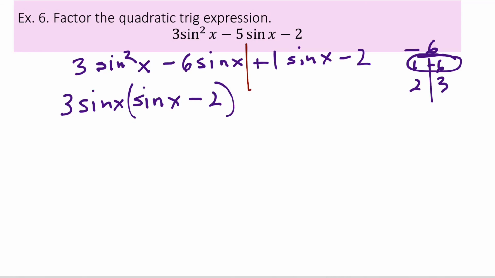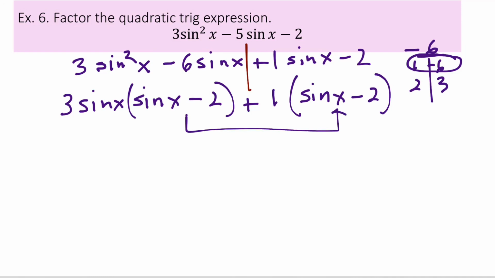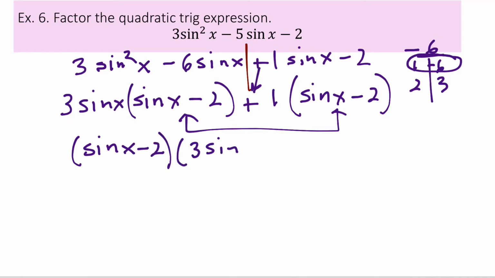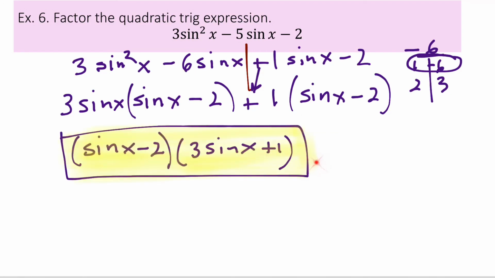And I check my distributing. 3 sine of x times the sine of x is 3 sine squared of x. 3 sine of x times negative 2 is negative 6 sine of x. So bring down my plus, factor out a 1. I'm left with sine of x minus 2. These two should be identical. And this sign always comes down to the next level. All right, so now I've got sine of x minus 2 times 3 sine of x plus 1. So this is our final factored form.